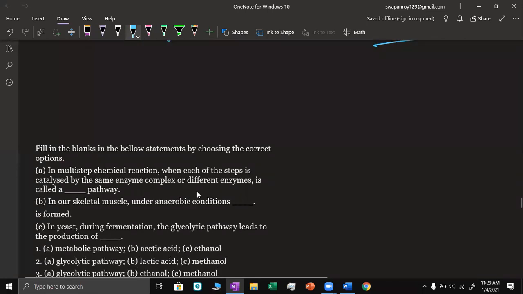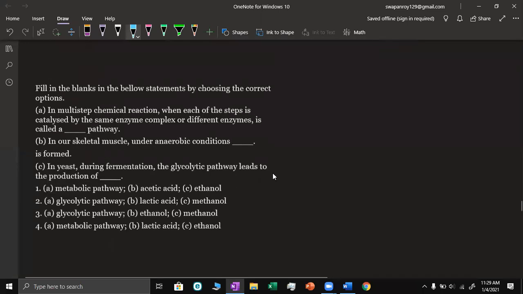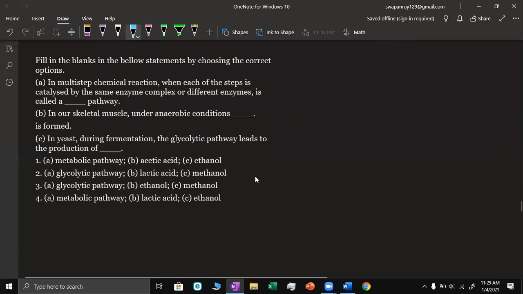Come to the next one. Some fill in the blanks. Fill in the blanks in the below statement by choosing the correct option. In a multi-step chemical reaction, when each of the steps is catalyzed by the same enzyme complex or different enzymes, it is called a dash.